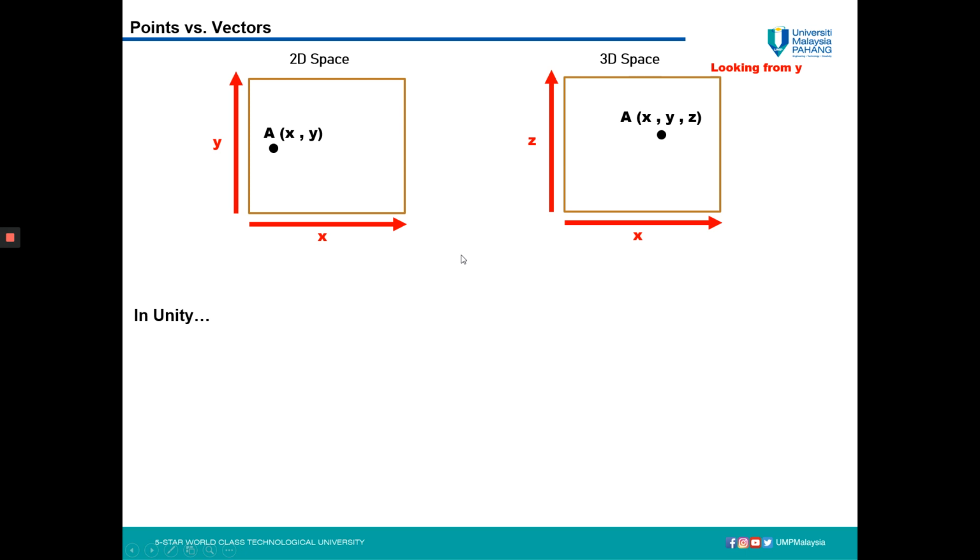Now, in games, the space that we work on is either orthographic or perspective. What do we mean by orthographic and perspective? Basically, it is the camera projection, because the main camera determines the game view. So it is up to you to determine whether you want to use the camera projection as orthographic or perspective.